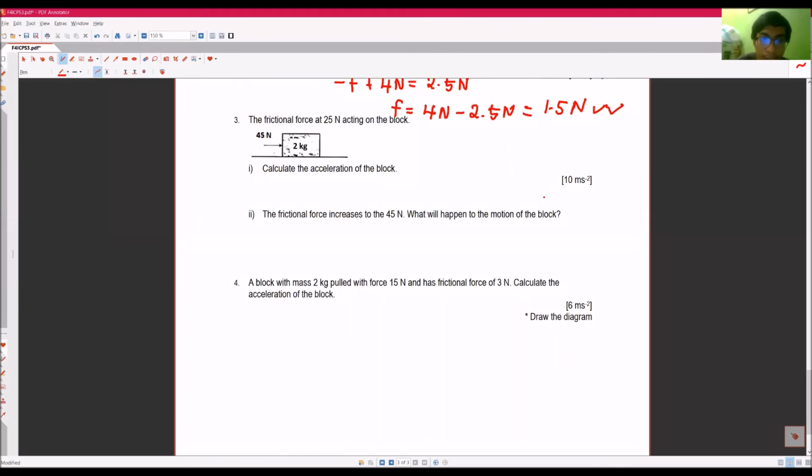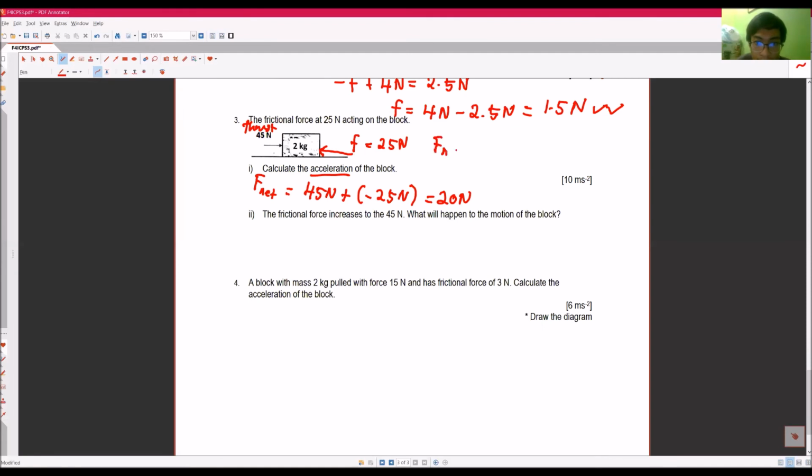Okay, number 3, the frictional force at 25 Newton acting on the block. Okay, F is 25. So if this is the thrust moving to the right, then the friction moving to the left. 25 Newton. Calculate the acceleration of the block. So first we need to find the F net. 45 Newton plus negative 25 Newton. So we will get 45 minus 25, 20 Newton.